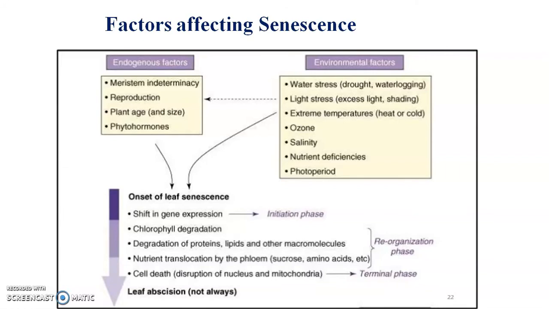During leaf senescence, there are different phases such as shifting in gene expression, chlorophyll degradation, degradation of protein, lipid and other macromolecules, and nutrition translocation by the phloem. Cell death is the ultimate phase of senescence.